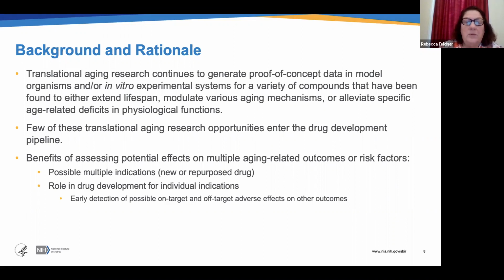So it's very important when you're doing these types of studies to try to understand what the multiple indications for this new or repurposed drug could be, and also to look at what the possible on-target and off-target adverse events for these compounds might be, because they may affect different tissues differently. And that's a difficulty of doing this type of research, but it's important to understand before going further with work.